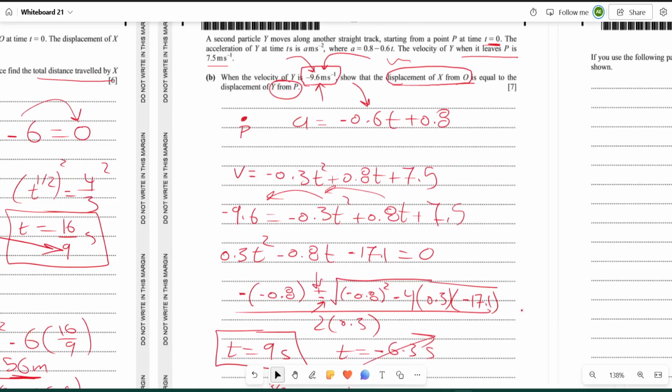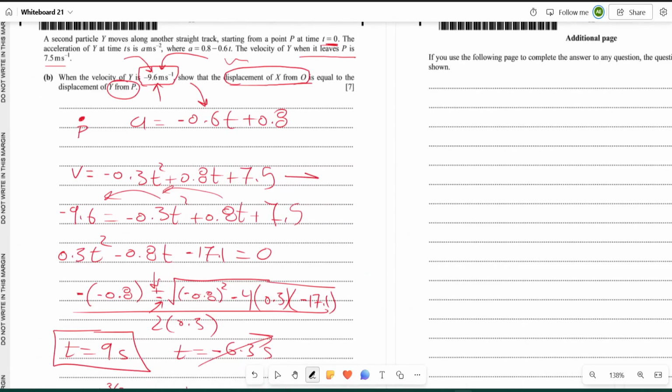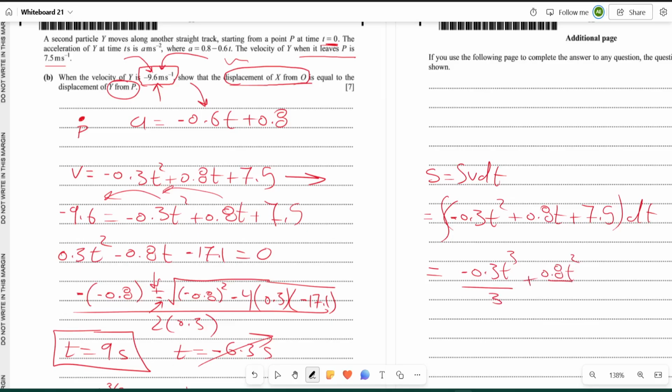All we need to do is show somehow that the displacement of y is going to be the same. To get the displacement of y, I need to integrate velocity, because displacement is the integration of velocity with respect to time. So that's the integration of negative 0.3 t squared plus 0.8 t plus 7.5 with respect to t. That's going to equal negative 0.3 t cubed over 3 plus 0.8 t squared over 2 plus 7.5 t plus c.